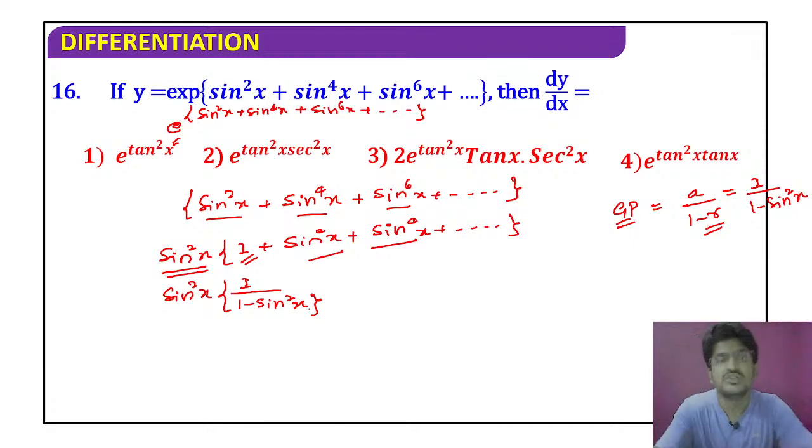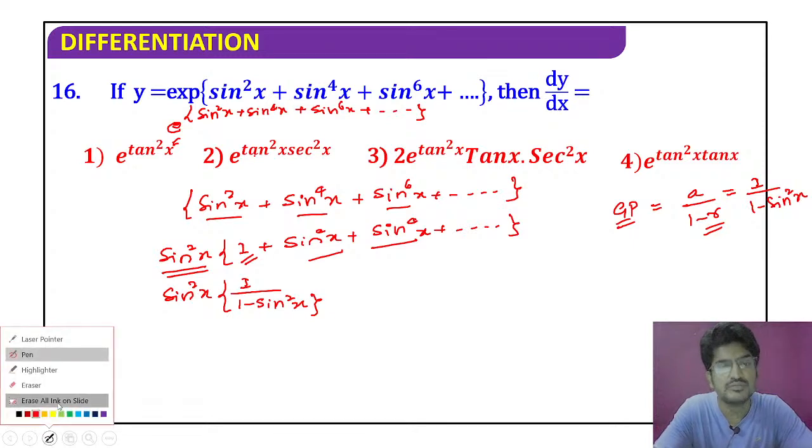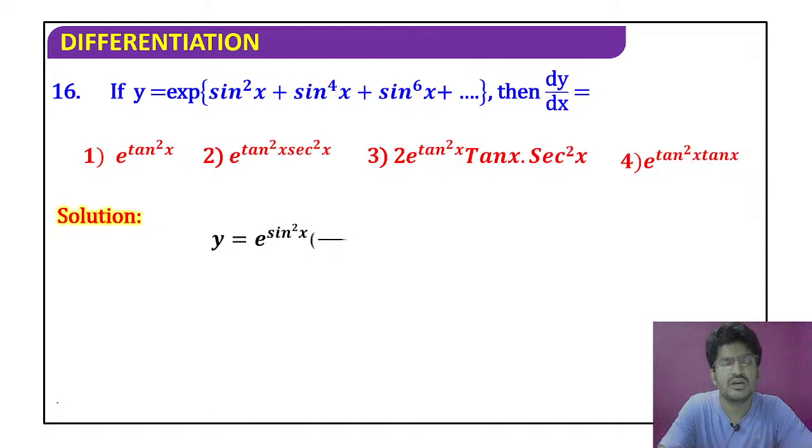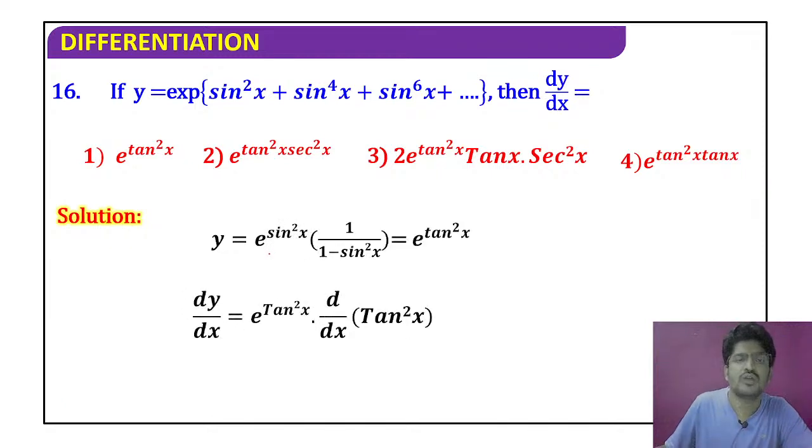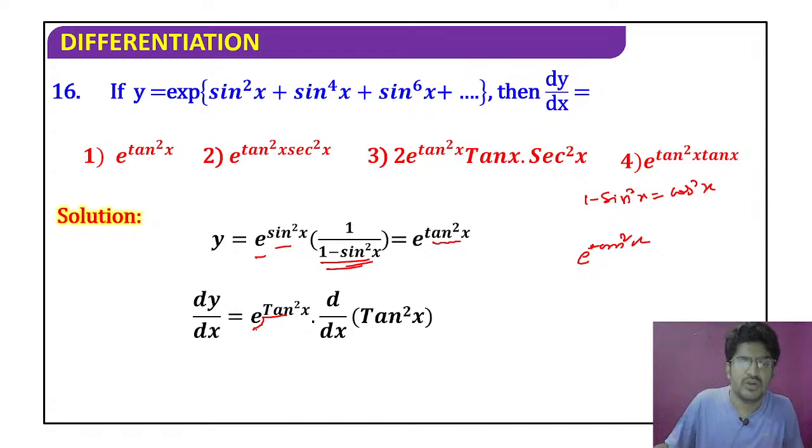So all these techniques you have to use. Now you can go for the same. What we have got: 1 divided by 1 minus sin square x. See, 1 minus sin square x is nothing but cos square x. So sin square x by cos square x is nothing but tan square x, so we get e to the power of tan square x. Once you get e to the power of tan square x, you have to differentiate it and simplify.